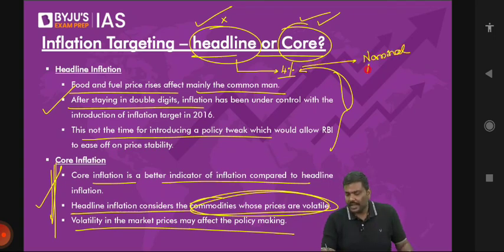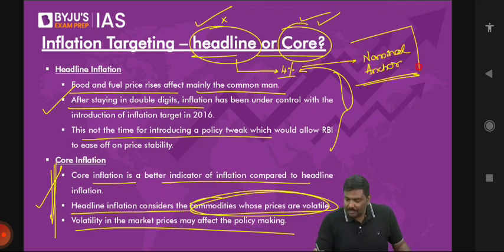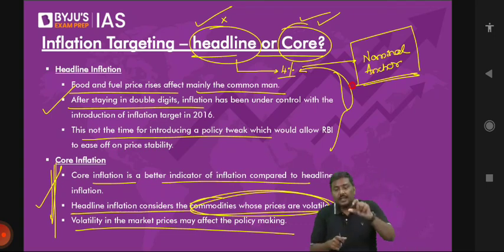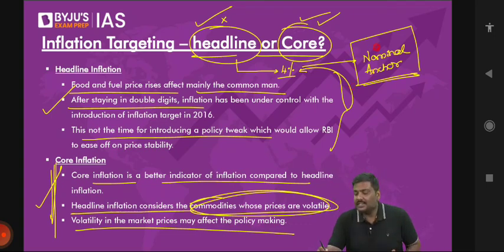Because we are making our policies. We are deciding our policies based on headline CPI. The headline CPI is referred to as a nominal anchor. What is the meaning of anchor? The one which will provide support.